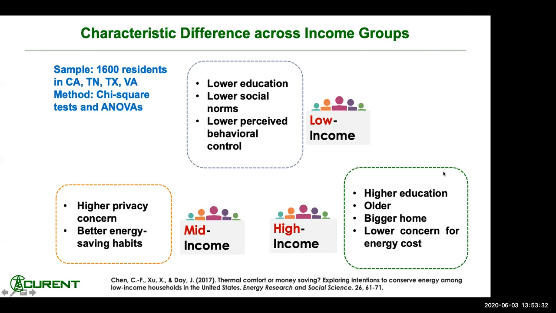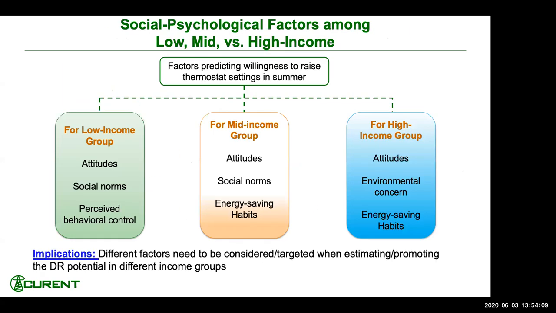Medium income people have higher privacy concern, and they are actually the group who have better energy saving behaviors, because this is pretty normal. If you are at the extreme end, high income doesn't care about the cost. Low income has very little range to change behaviors. So the best energy saving behavior group is middle income. The higher income group has higher education, they are older, they have bigger homes, and not surprisingly, they don't care about energy cost.